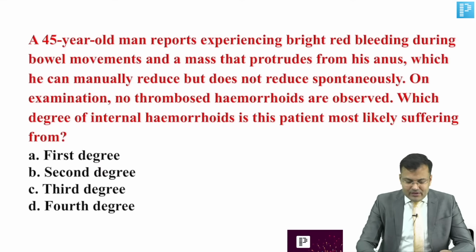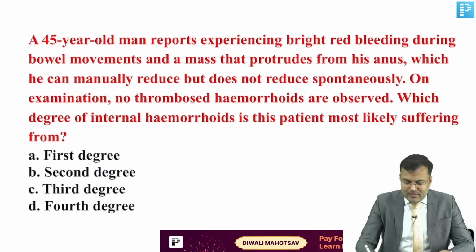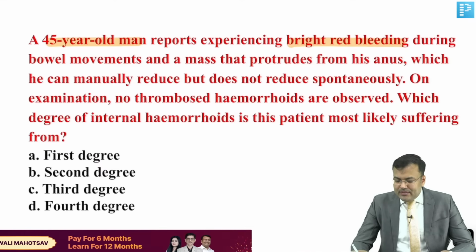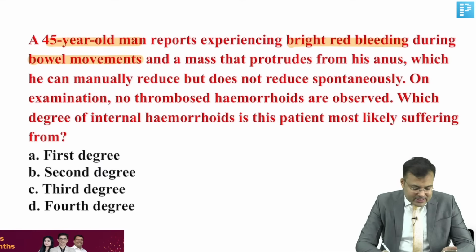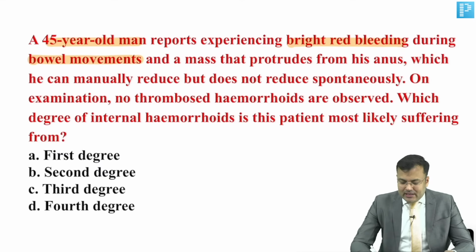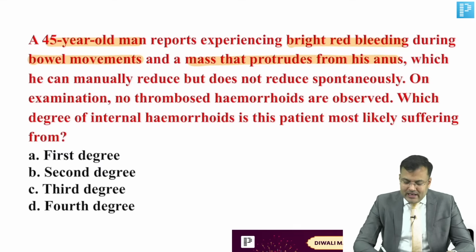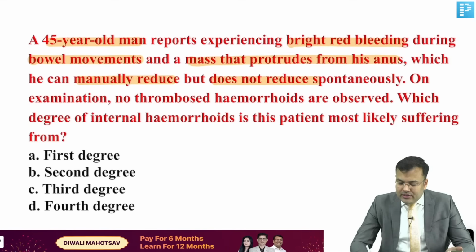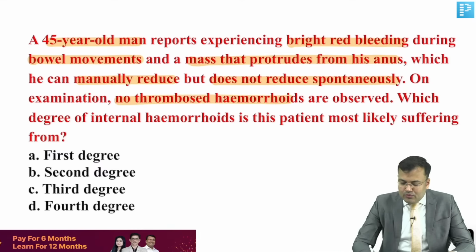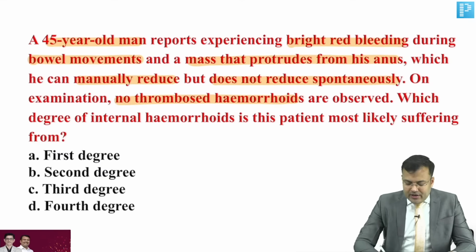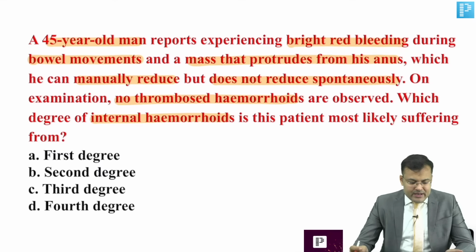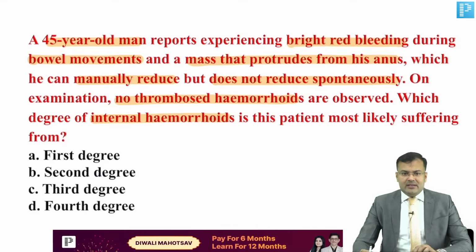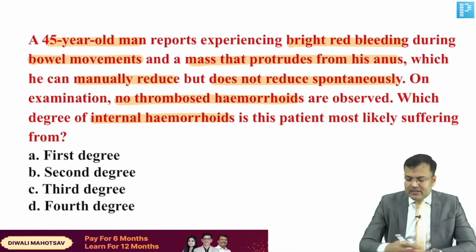A 45 years old man, we discussed this, experienced bright red bleeding during bowel movements. I am extremely sorry guys, and there is a mass that protrudes from his anus which he can manually reduce, and it does not reduce spontaneously. On examination, there is no thrombosed external hemorrhoid. Which degree of internal hemorrhoid is this patient suffering from? Everybody mark the correct answer, and that was third degree. We are going to discuss this again.